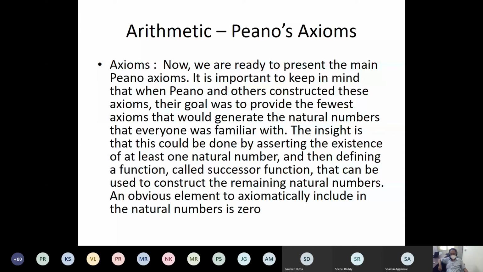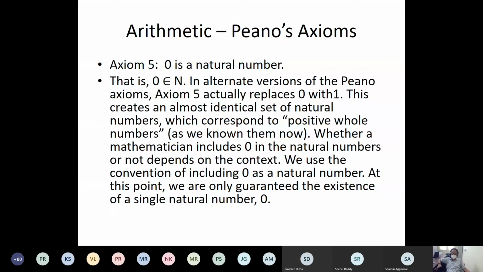An obvious element to axiomatically include is the natural number 0. That means the next axiom will state that 0 is a natural number. Axiom 5: 0 is a natural number. That is, 0 is in N. In alternate versions of Peano's axioms, axiom 5 actually replaces 0 with 1; that is, it starts with 1 or starts with 0. This creates an almost identical set of natural numbers which correspond to positive whole numbers, as we know them now. Whether a mathematician includes 0 in the natural numbers or not depends on the context. We use the convention of including 0 as a natural number.